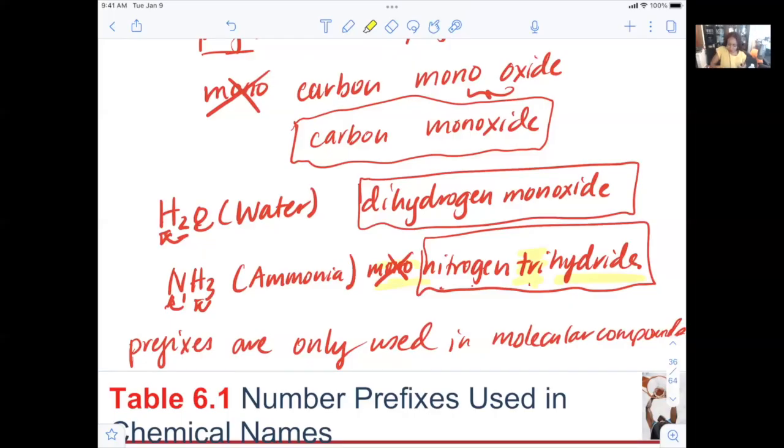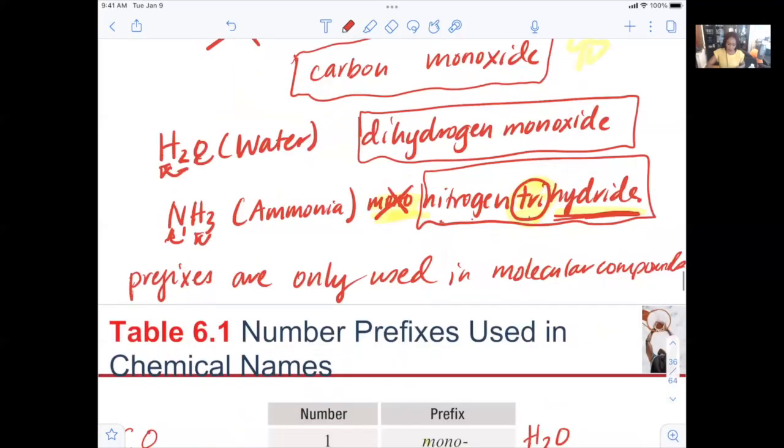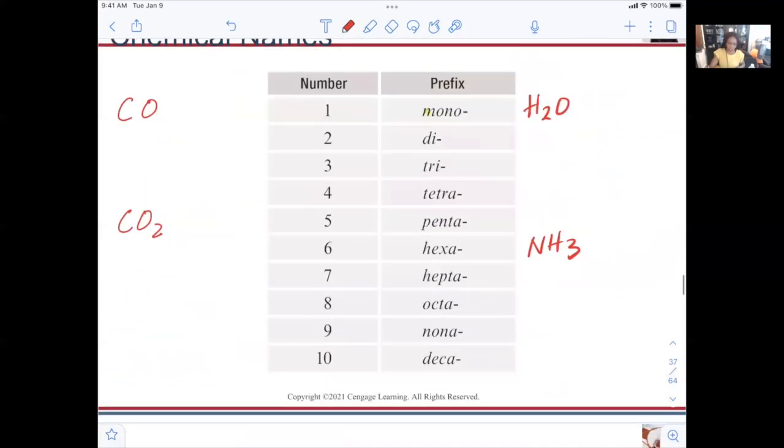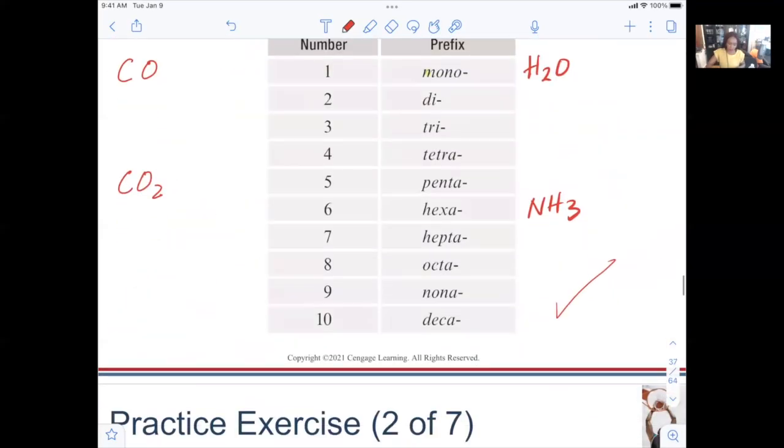So the first element can be good, but it's not the best place to look for the prefix. Look for the prefix in the second part of the name. And when you find it, most likely, like a 95% chance, the compound is a molecule, because the second part of the name has to have a prefix. That's mandatory. And so here we see that table. I just passed that table right here.